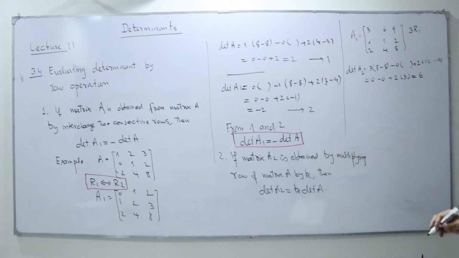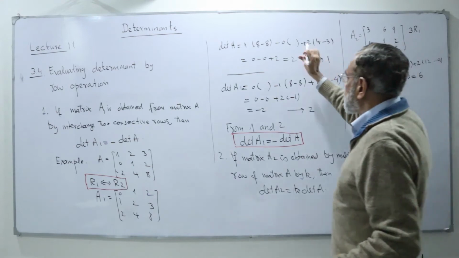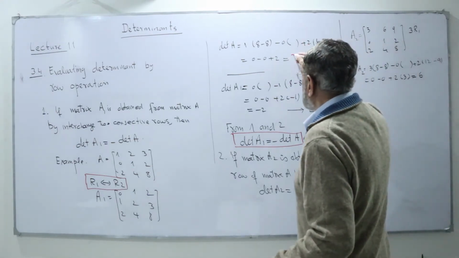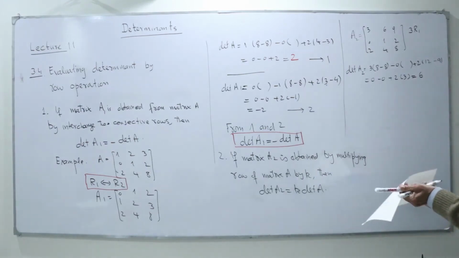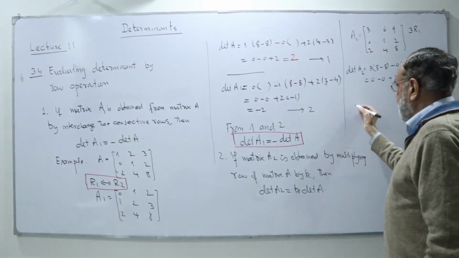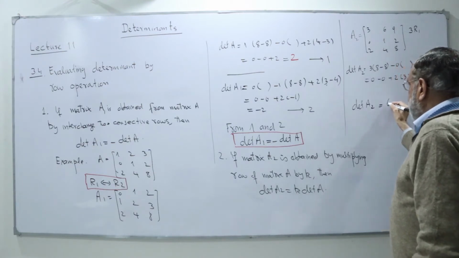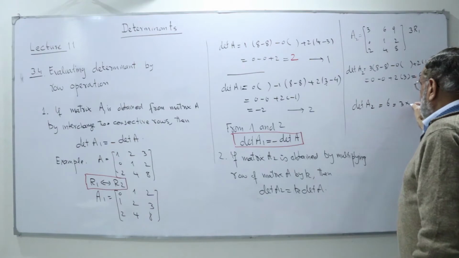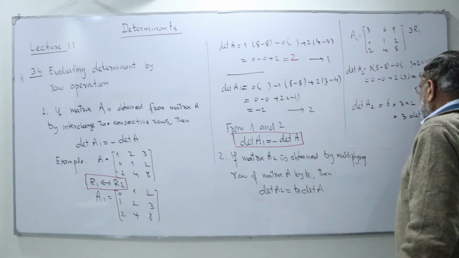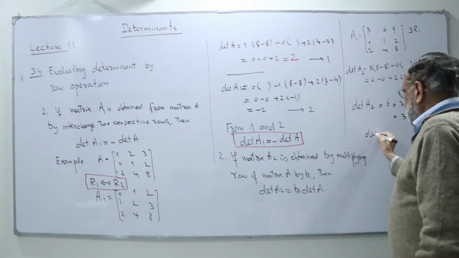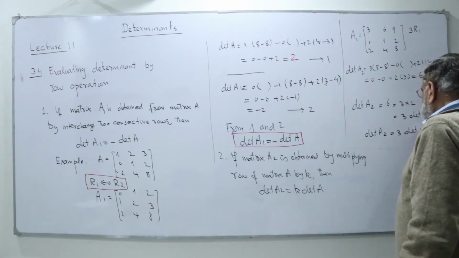What is the determinant of A? I've already seen my determinant of A is 2. This is why I calculated this equal to 2. So I can write here my determinant of A2 like this. Determinant A2 is equal to 6, and this is 3 multiplied by 2, which is 3 into determinant of A. So we say determinant of A2 is equal to 3 into determinant of A.